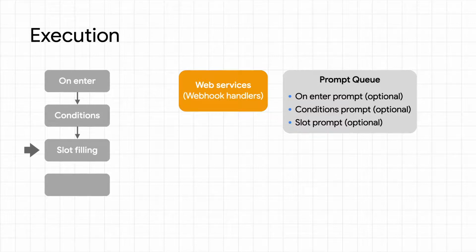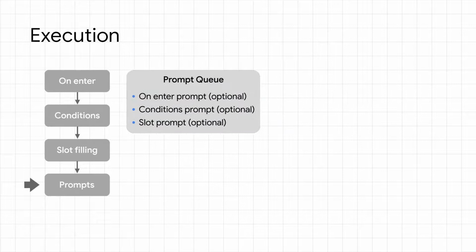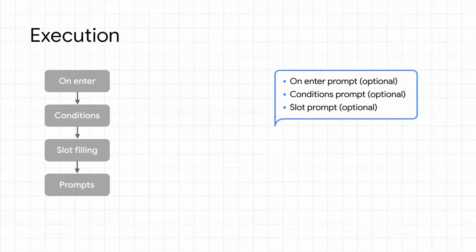If a scene has a slot that has not been filled, the slot can trigger a webhook event and add a prompt to the prompt queue. If there's more than one slot that needs to be filled, only the first is processed. After slots, the next stage is prompts. Prompts are delivered to the user and the prompt queue is cleared.